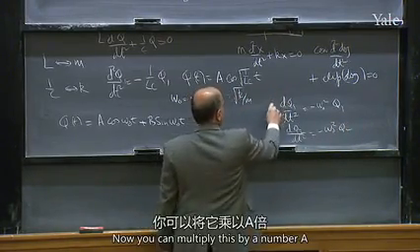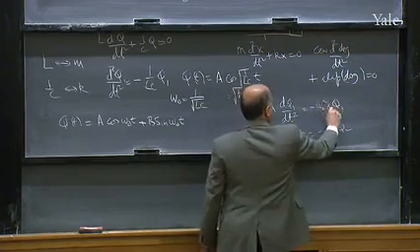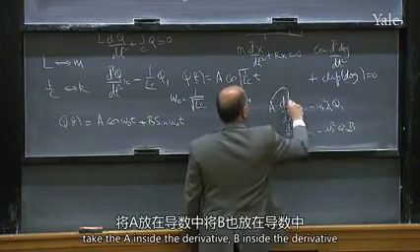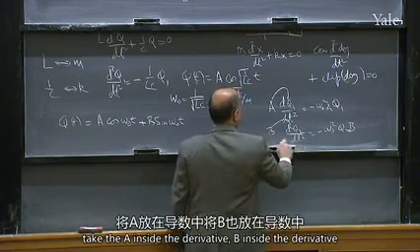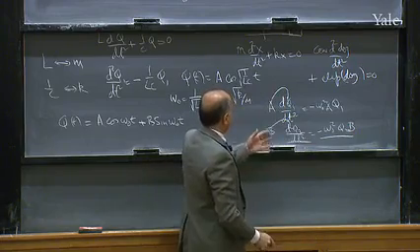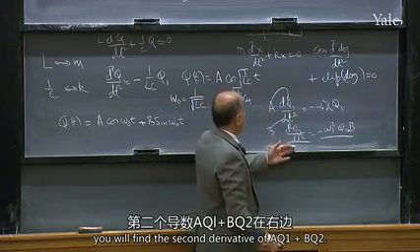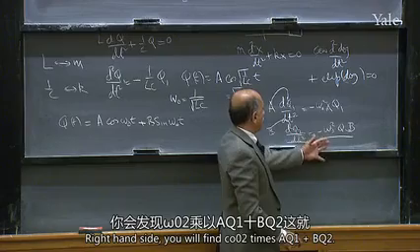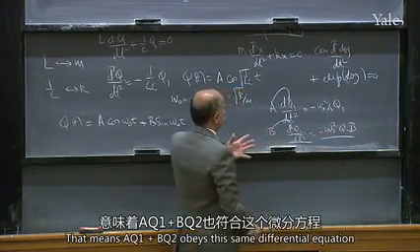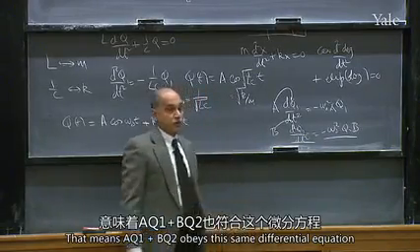Now you can multiply this by a number a, and you can multiply this by a number b. Take the a inside the derivative, b inside the derivative, and add the two sides. On the left-hand side, you will find the second derivative of aq1 plus bq2. Right-hand side, you will find omega naught squared times aq1 plus bq2. That means aq1 plus bq2 obeys this same differential equation.